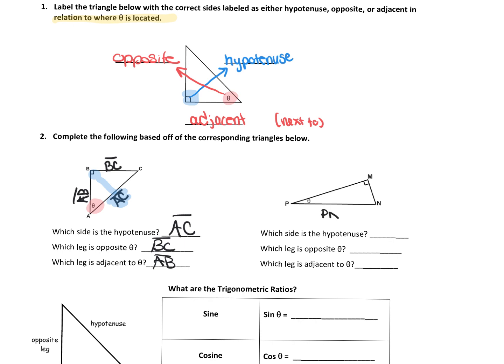So this side's called PN or NP. This one's called PM or MP. This one's called MN or NM. The hypotenuse is across from the right angle. So the hypotenuse is PN. Here's my theta. The thing next to me is the adjacent, PM. The thing across the whole triangle is MN, my opposite.